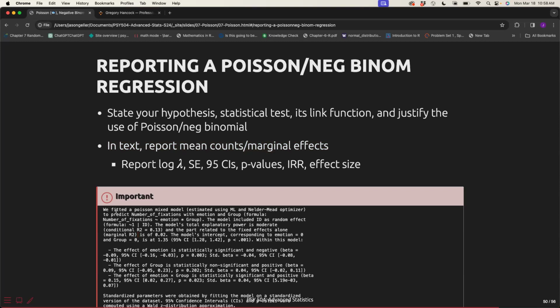So this is a Poisson model that I fit. And this is the output from the report function here. It gives us all the good bits that we can use for our write-up.